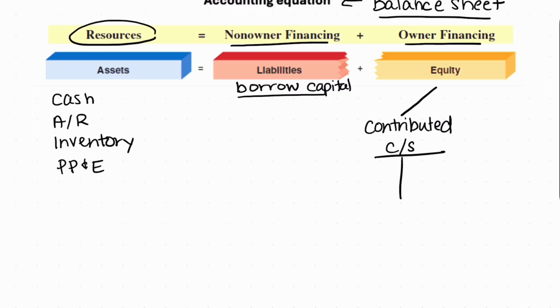The other way, the third way that a company can get capital is by earning it. And the way that we earn our capital, and we call this retained earnings, is we use our resources. We use our resources to generate more income.